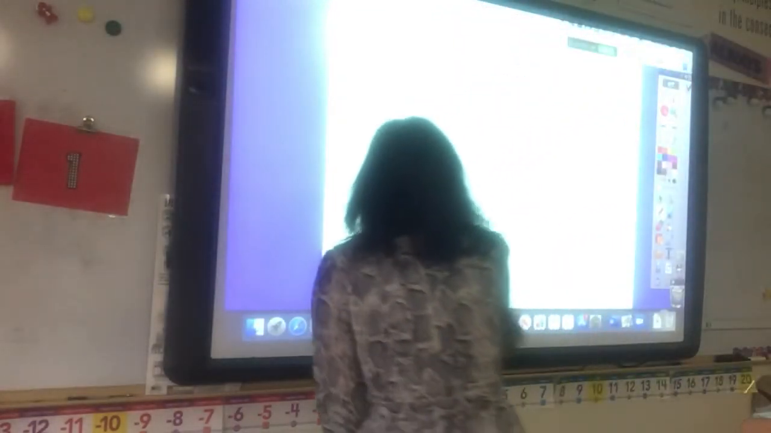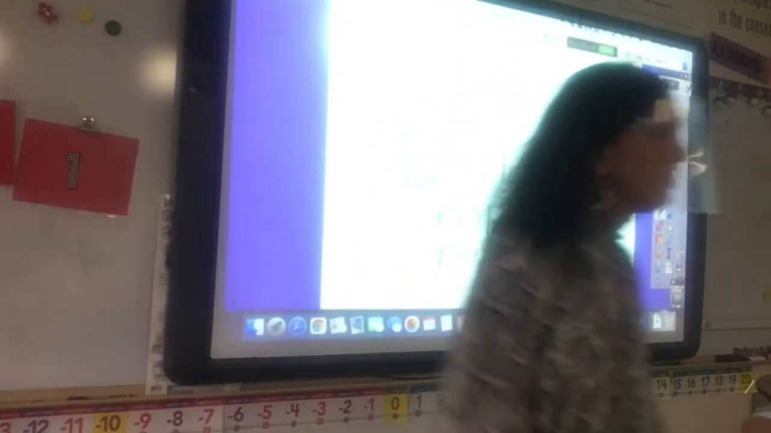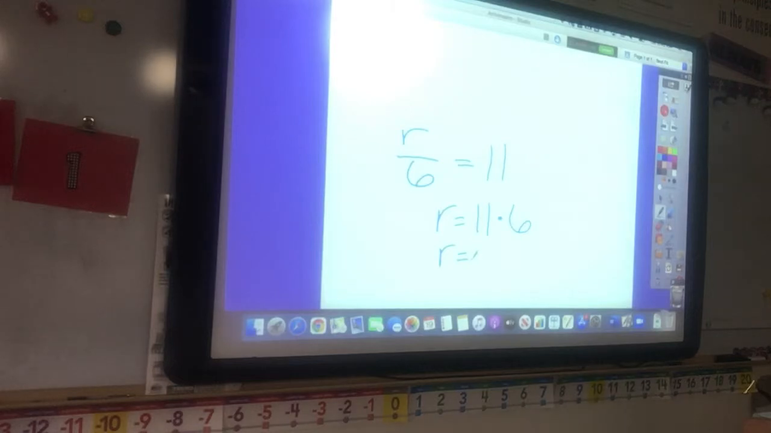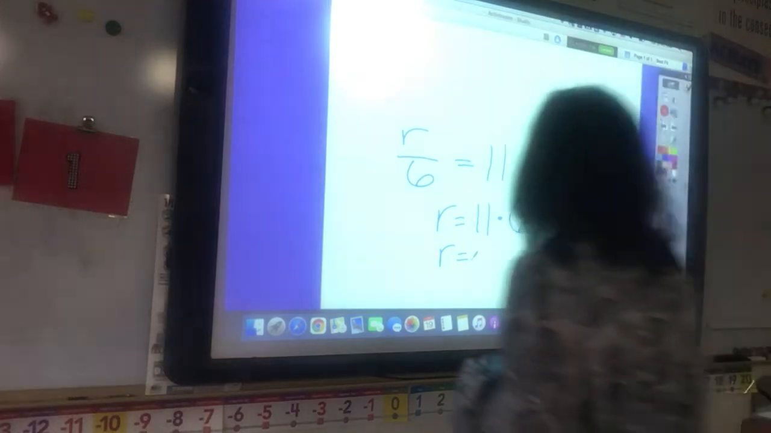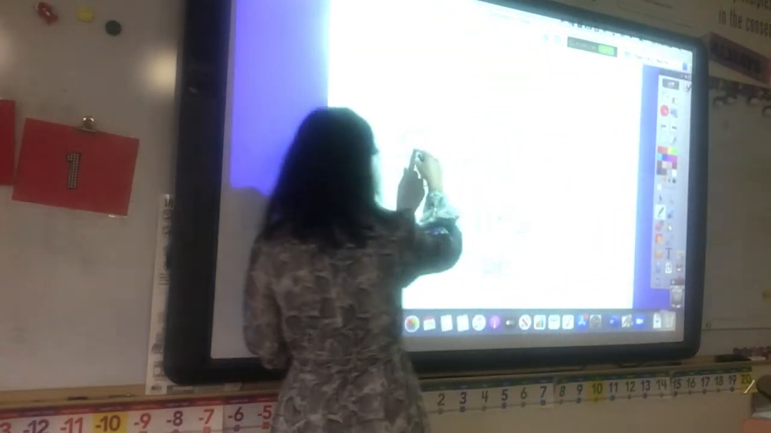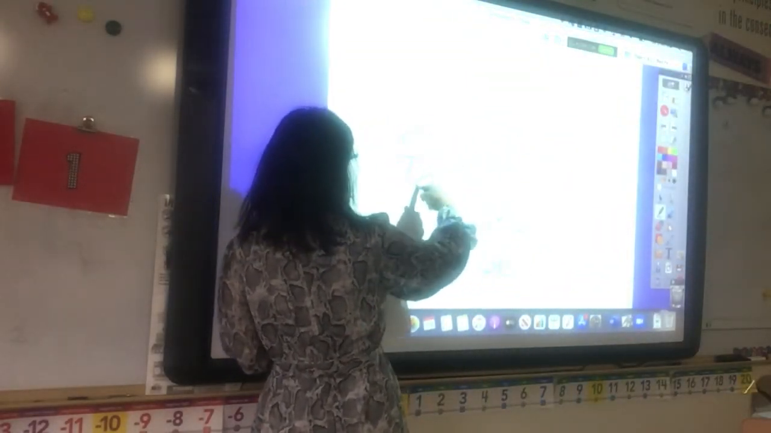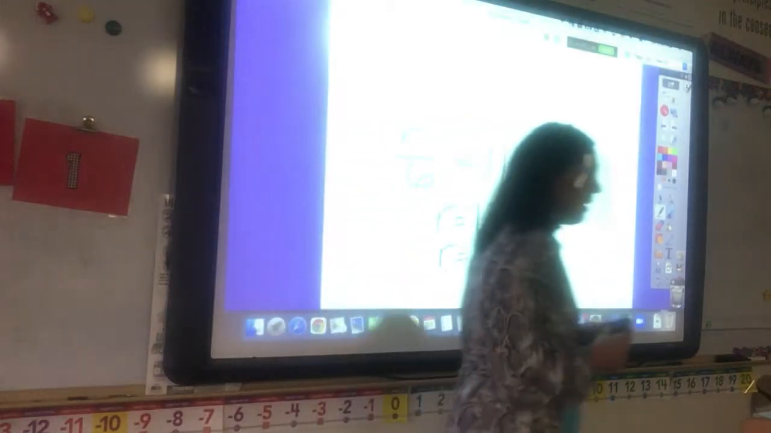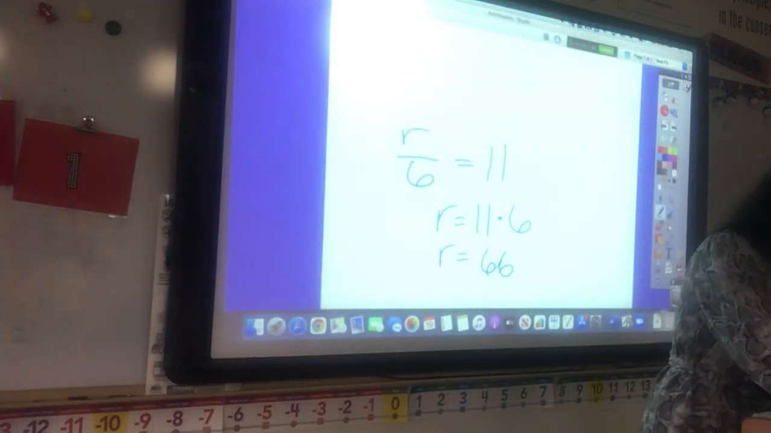And so our answer would be, what? What is 11 times 6, Hannah? 66. And the cool thing about equations is you can always take your answer and put it back in for your letter and make sure it works. So if you find out your answer is 66, you can put it back in here and see if it works. 66 divided by 6 is 11. So you can always double check your answer.